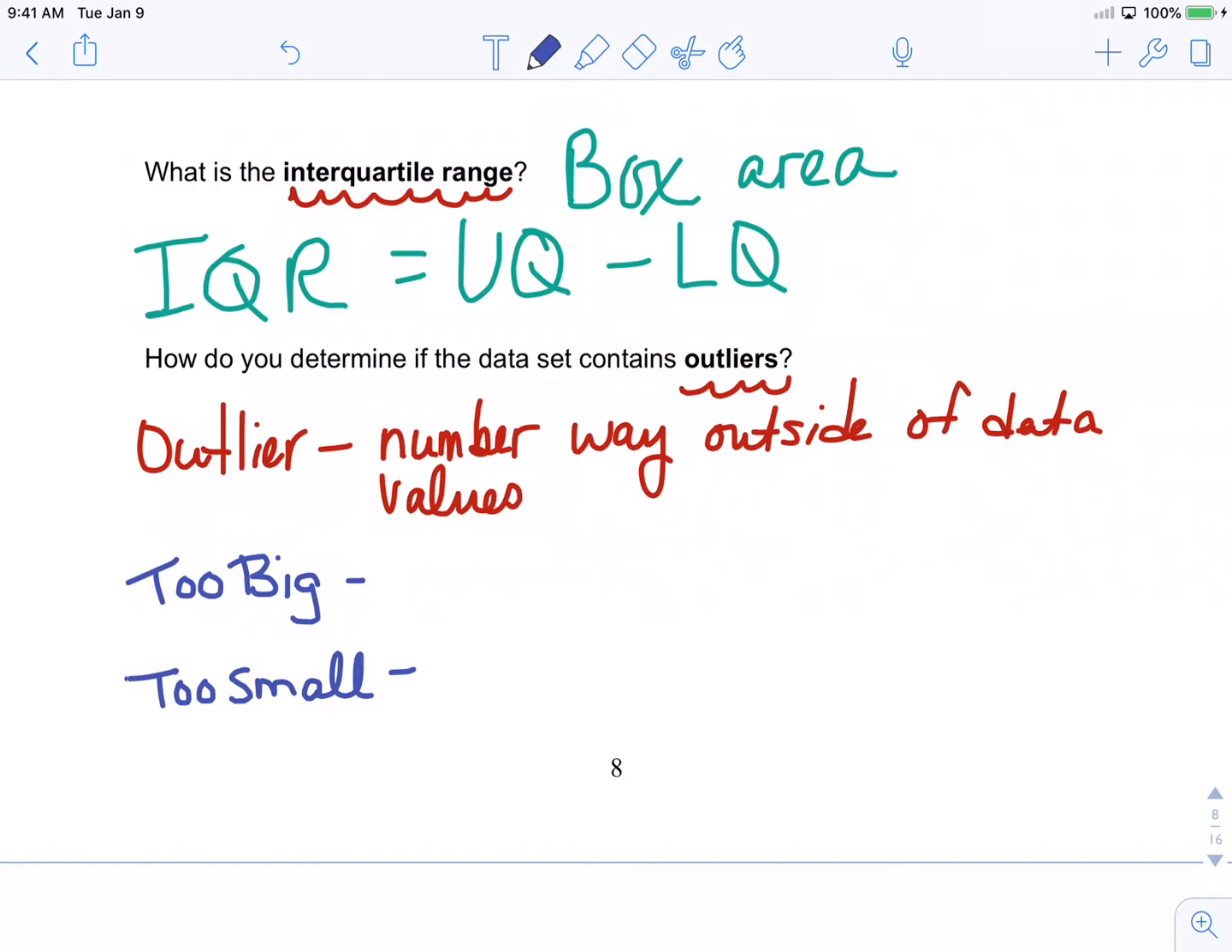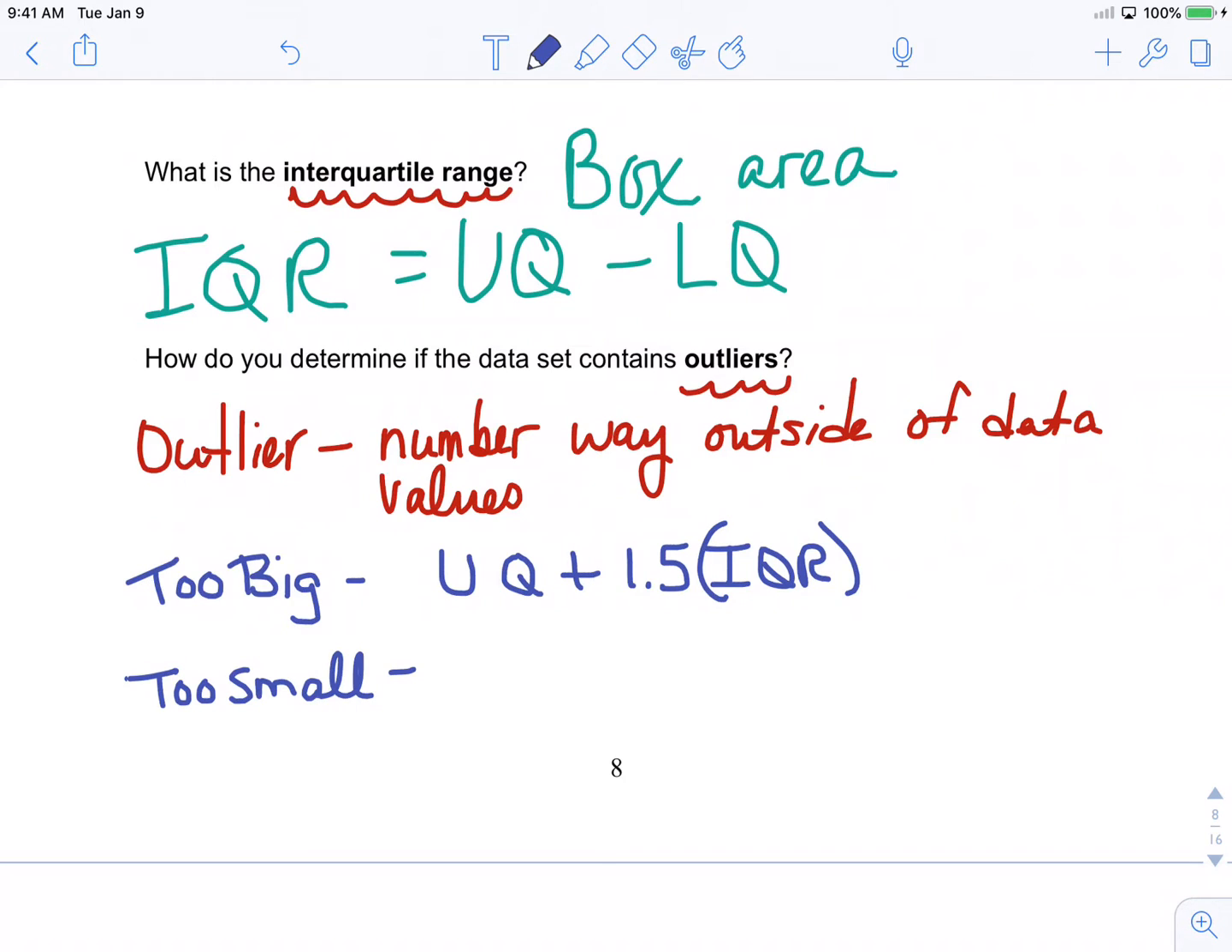So if the number is too big, if it's beyond this, then it would be an outlier. If the number is too small, if it's below this value, then we would have an outlier. In order to figure out if the outlier is too big, we take the upper quartile plus 1.5 times the IQR. So essentially we're going beyond the upper quartile by 1.5 times what the IQR is. If you have a number that lies outside of that value, then it's considered an outlier.